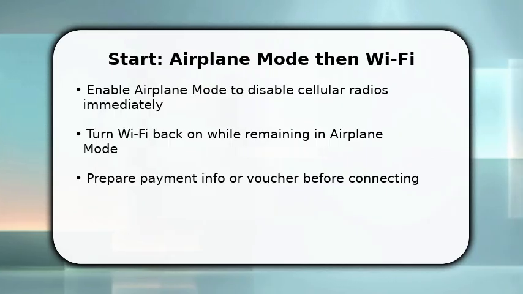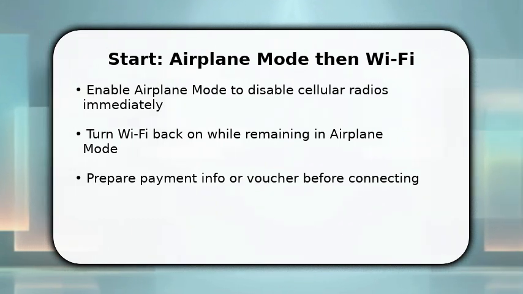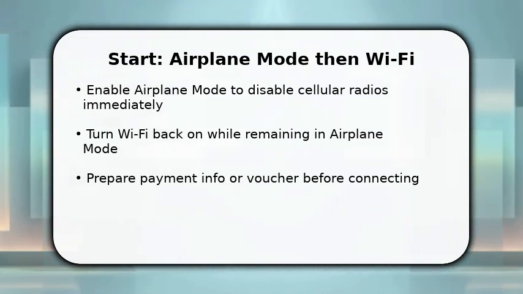While you're doing this, close high-bandwidth apps to reduce startup load. This combination, airplane mode plus Wi-Fi, lets you access onboard internet without cellular transmission, which is the only approved method.